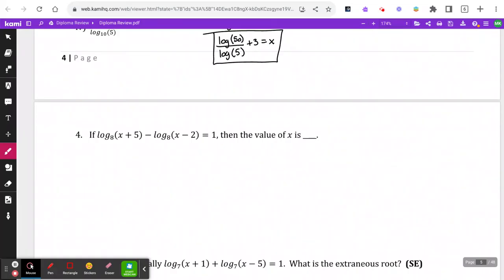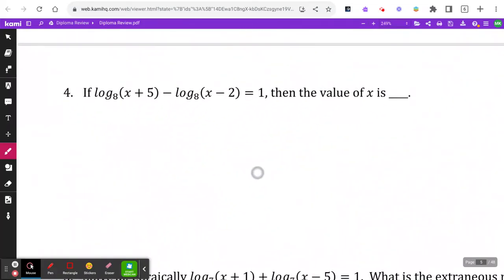Number 4. If log base 8 of x plus 5 minus log base 8 of x minus 2 equals 1, then the value of x is, okay, solving a question, I want x by itself. X is part of the log. That is assigned to me. Then I want to turn this into a power. I want to make this exponential form.